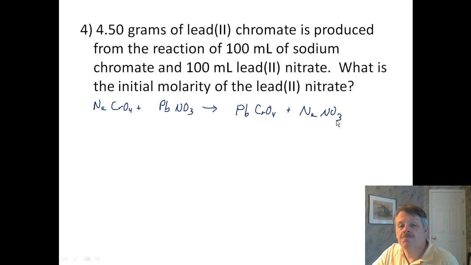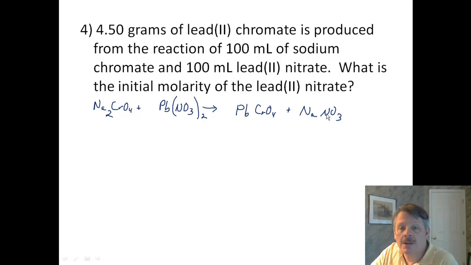Okay, let's see, what do we have with charges? Well, we have a +1 for sodium and a -2 for chromate, so I have to have 2 sodiums. And lead is a +2 and nitrate's a -1, so I have to have 2 nitrates. And lead's a +2 and chromate's a -2, so that's cool. And sodium's a +1 and nitrate's a -1, so that's cool. So we're done balancing our charges.